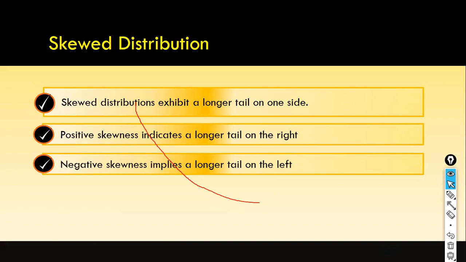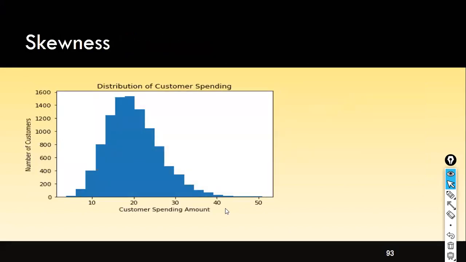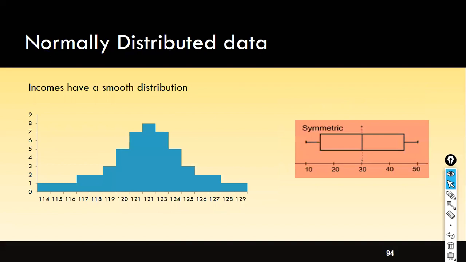Okay, so whether the given data is left skewed or right skewed, we can tell quickly with the help of skewness. We have something called skewness measure. Okay, and this is your right skewed data. And what is normally distributed? So incomes have a smooth distribution. It is a normally distributed data. Using histogram, you can find out the distribution pattern of your data set. And also, we have something else called box plot. Using box plot, also you can find out the distribution pattern of your data.